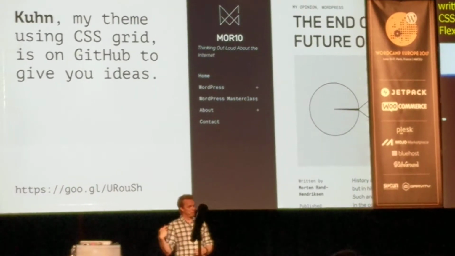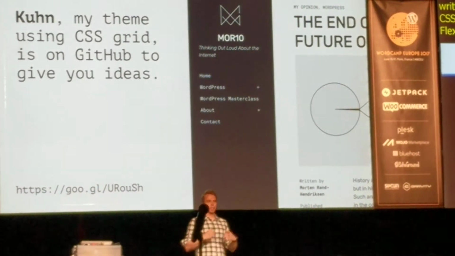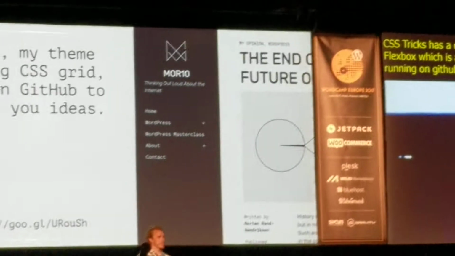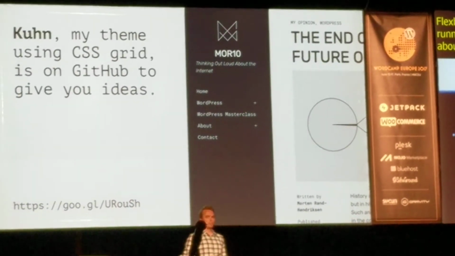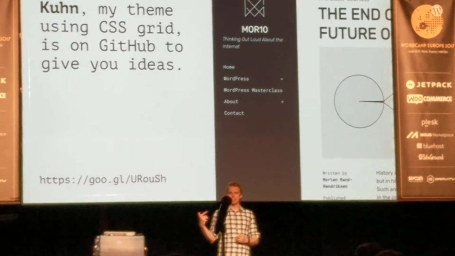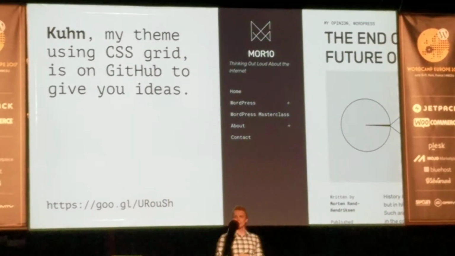Koan, my new theme, which is running on my website, is on GitHub, and you can go check it out, pick it apart, send pull requests, complain about the lack of internationalization. What you'll notice is CSS Grid respects text direction, so there's no RTL style sheet, because with CSS Grid you don't need it anymore.